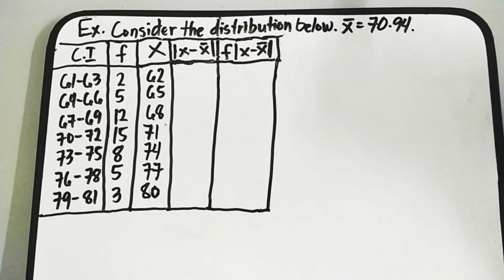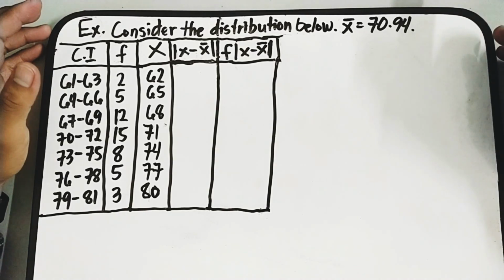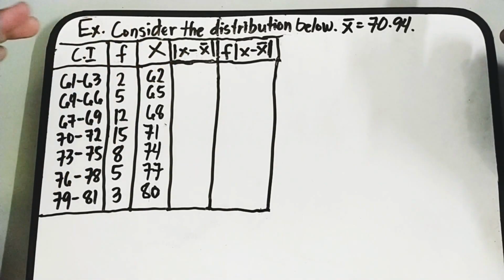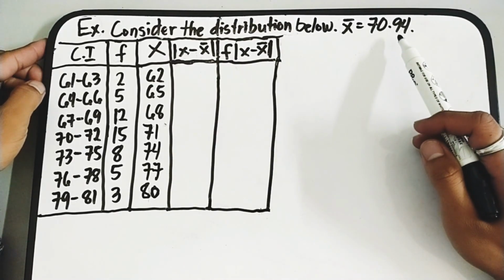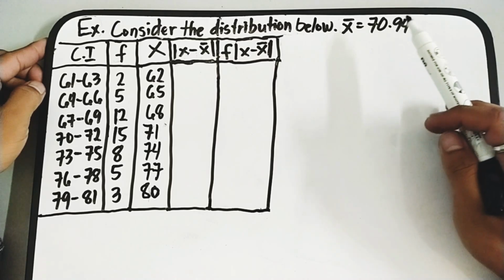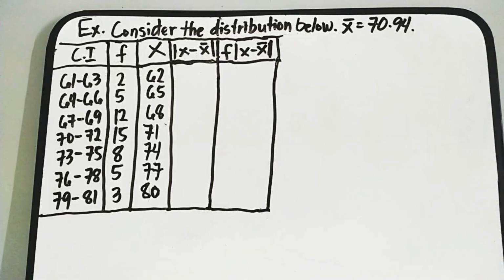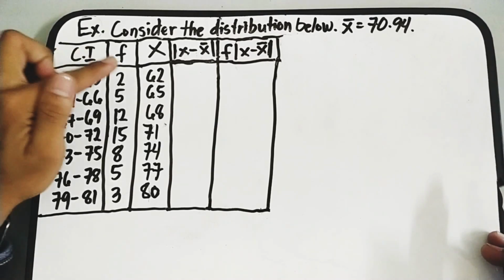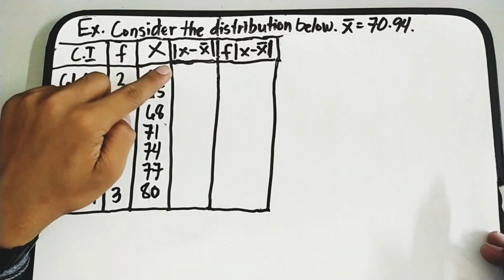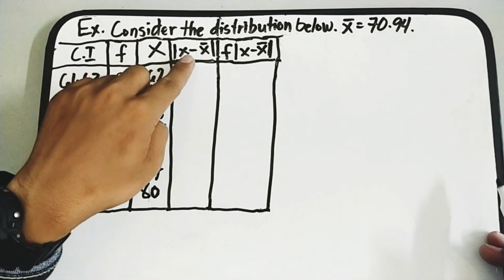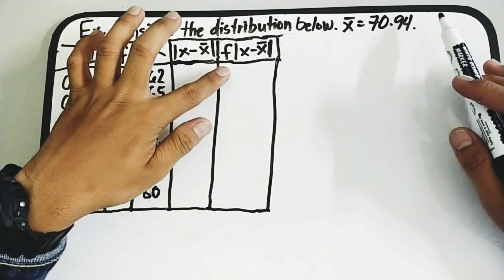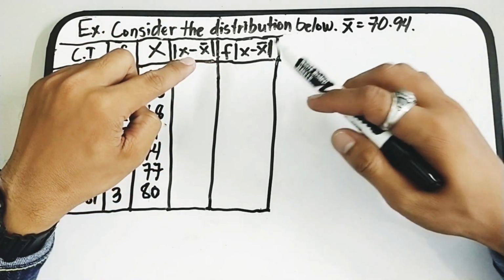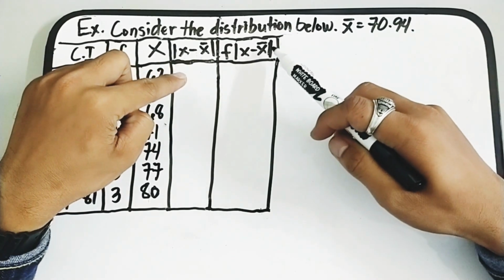Okay, let's have our example for the mean deviations. So let us consider the distribution below, given that our mean is equivalent to 70.94. So here, nandito na yung ating mean. Ang mga kailangan natin sa mean deviations, first we have the class interval, the frequency, the class mark, and the absolute value of the class mark subtracted by our mean, which is 70.94. And then we have frequency times the absolute value of x minus our sample mean.